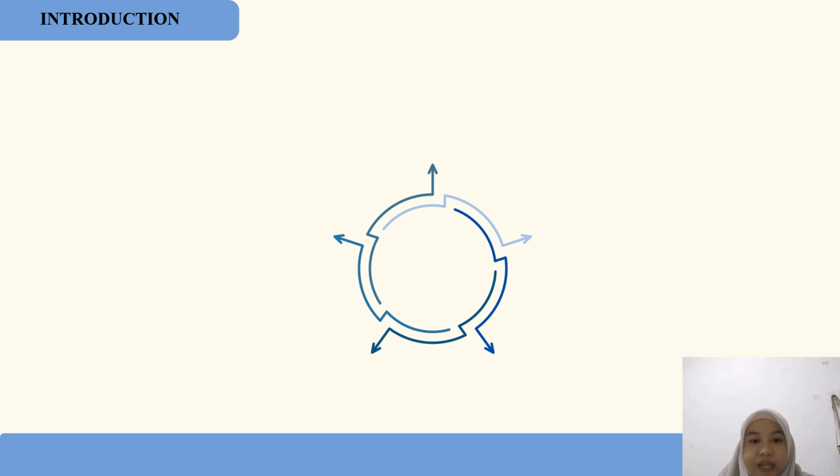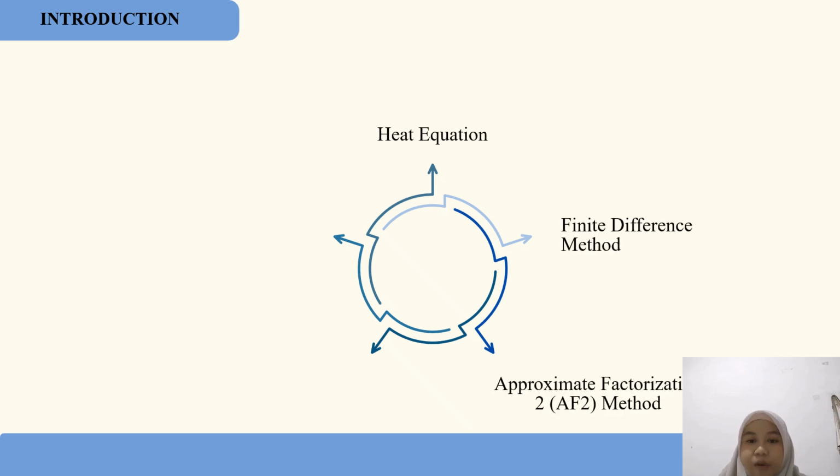One widely used approach to improve computational efficiency is the approximate factorization 2 method. This method decomposes a two-dimensional operator into two one-dimensional operators, allowing the system of equations to be solved sequentially in the x and y direction without sacrificing accuracy or stability.